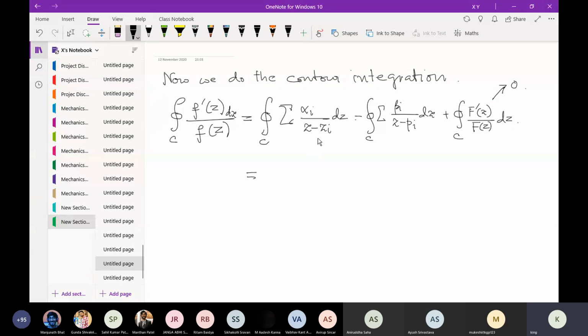These, all of them, have individual, clearly defined poles. The zeros are also actually poles in this form, 1 by z minus zi. So that means this 1 by z minus zi has a pole at zi. So what will I get? Each of these will contribute 2 pi I.